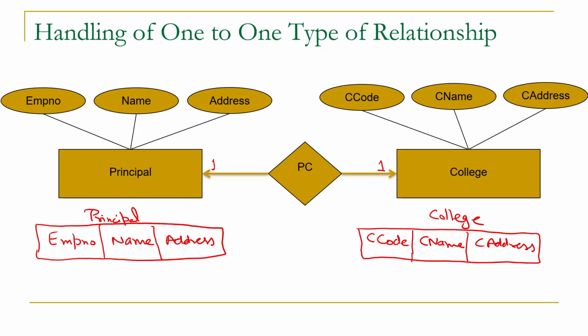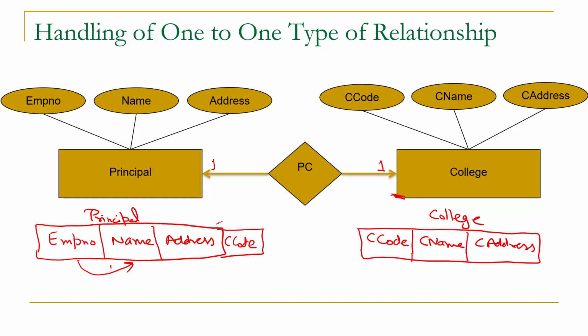One possible solution is to copy the primary key of college entity set in principal table, and another solution is to copy the primary key of principal entity set in college table. Let us discuss both solutions one by one. So let us first copy the primary key of college entity set in principal table. Then principal table will have four columns. The columns will be imp number, name, address and college code.